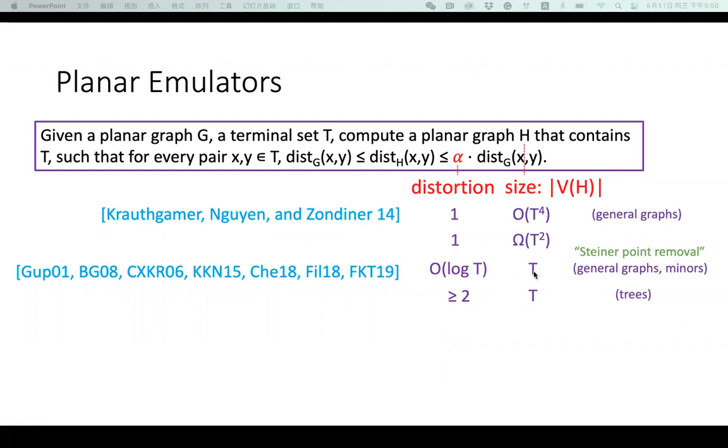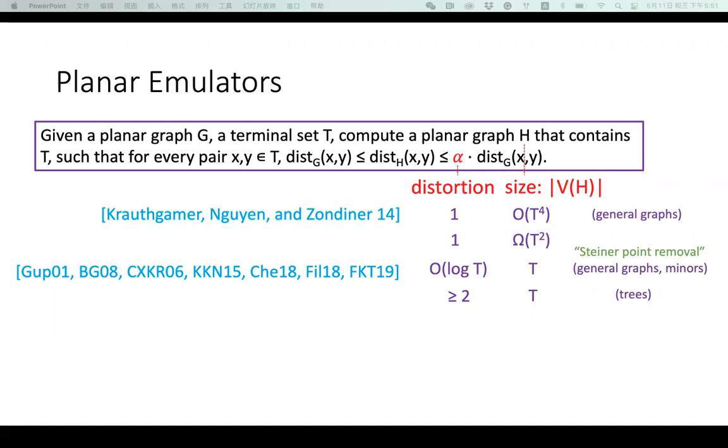So in particular, this specific setting, they call it standard point removal in some literatures. So the upper bound is log t, and the lower bound is at least 2, and this lower bound holds even for trees. Okay, so these are these two interesting settings.